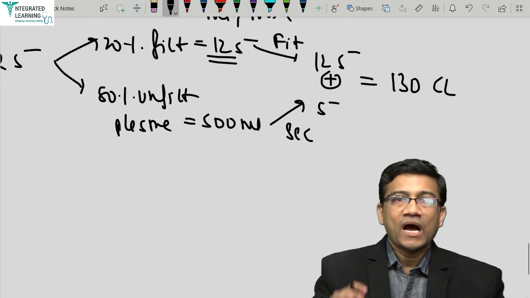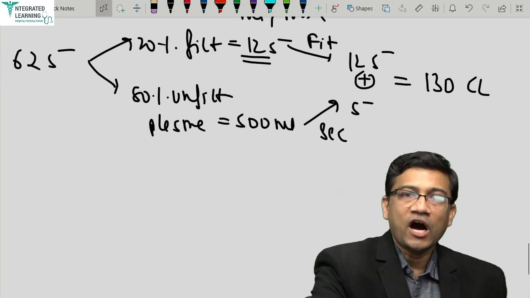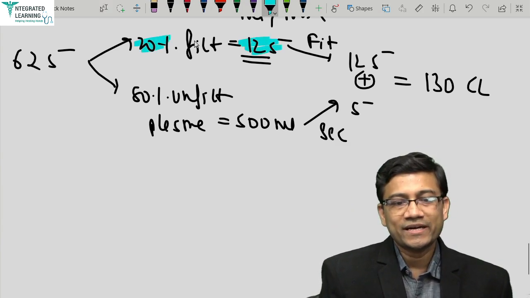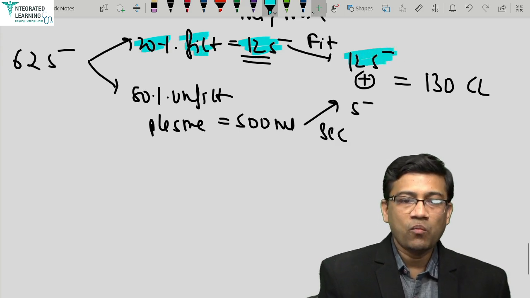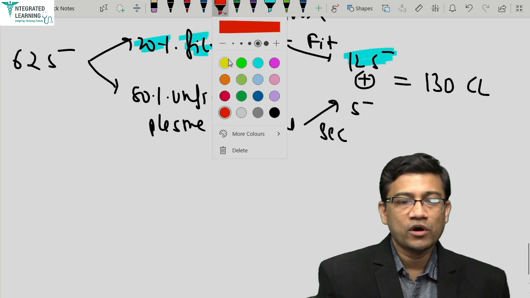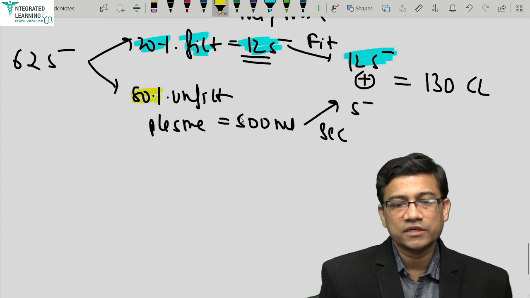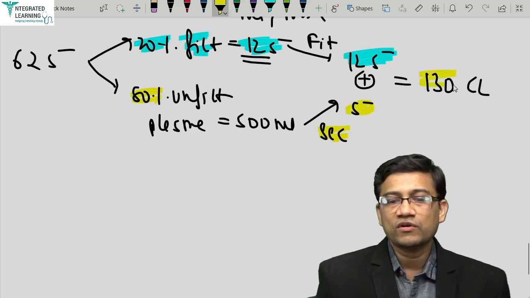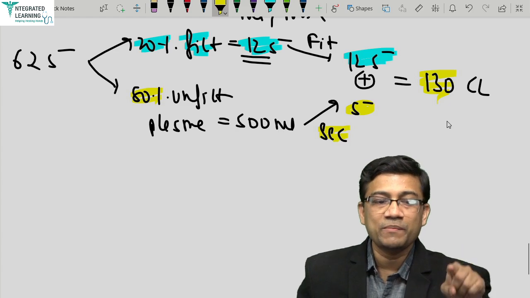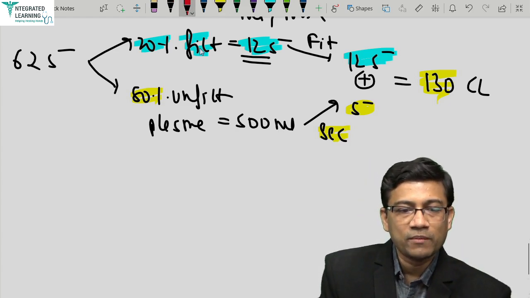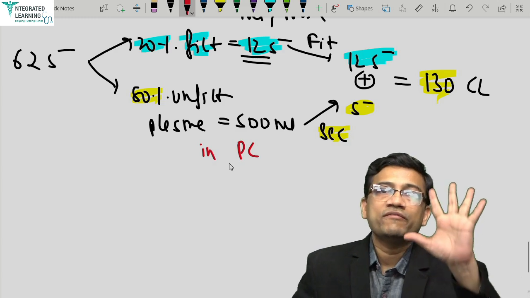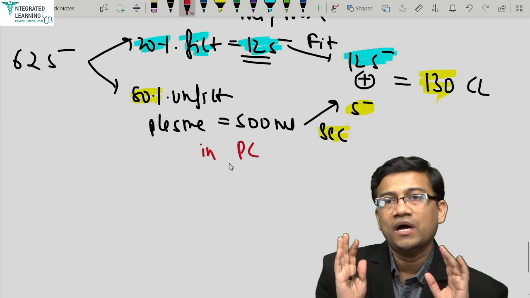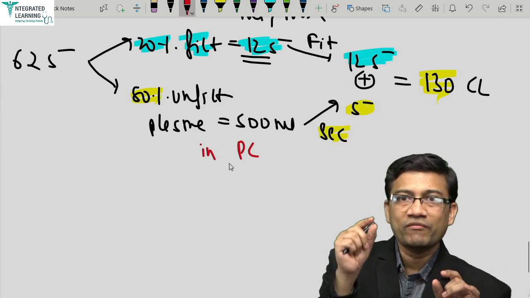So see, out of 625, how much do you clear by filtration? Obviously we cleared around 20%, that is 125. How much is the contribution of the process of secretion? Out of 500 ml dirty plasma, only 5. That's why we get a clearance of 130. So out of 500 ml of dirty plasma in the peritubular capillary, how much were you able to secrete? Only 5 ml worth of creatinine, which is equivalent to 5 ml of plasma now free of creatinine.